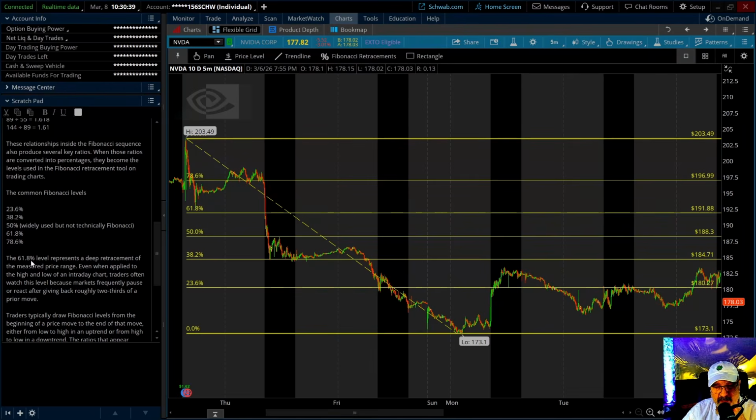So the 61.8 level represents a deep retracement of the measured price range. Even when applied to the high and the low of the intraday chart, traders often watch this level because markets frequently pause or react, giving back roughly 2/3 of a prior move.